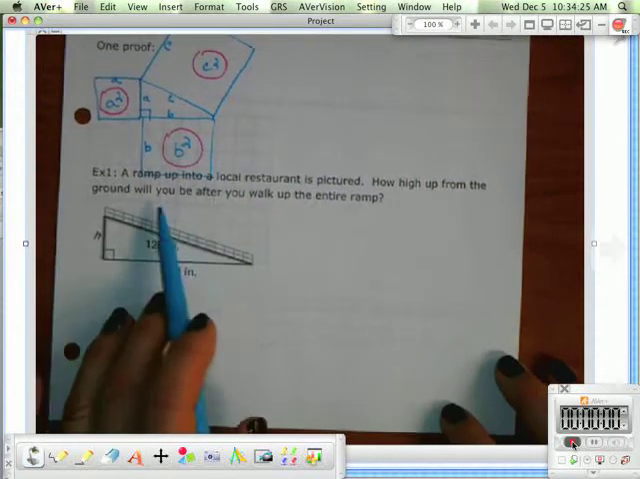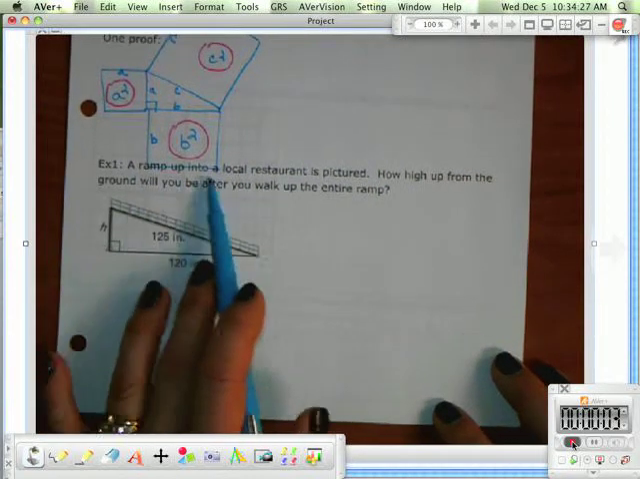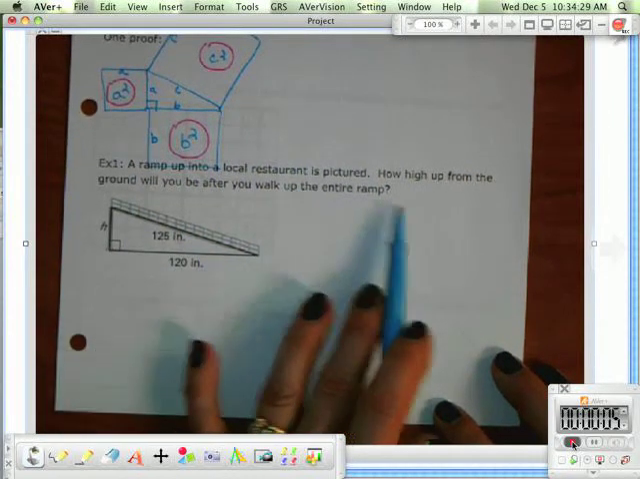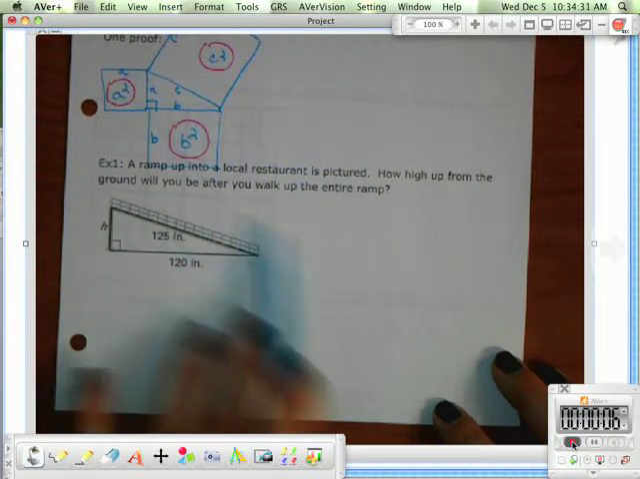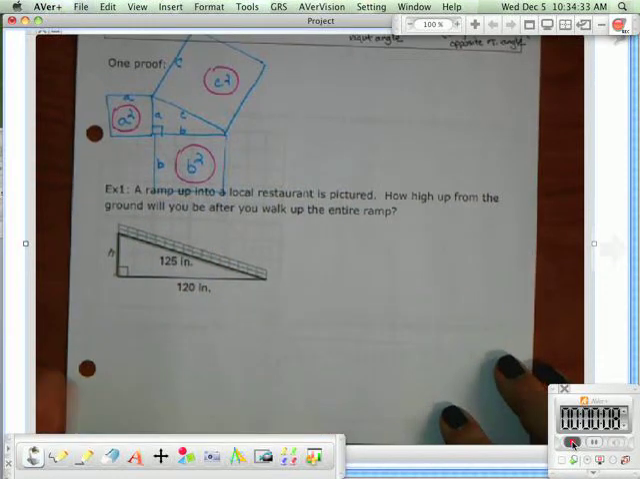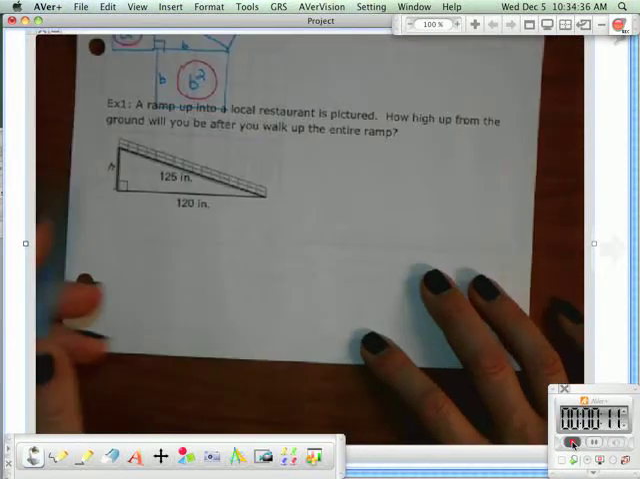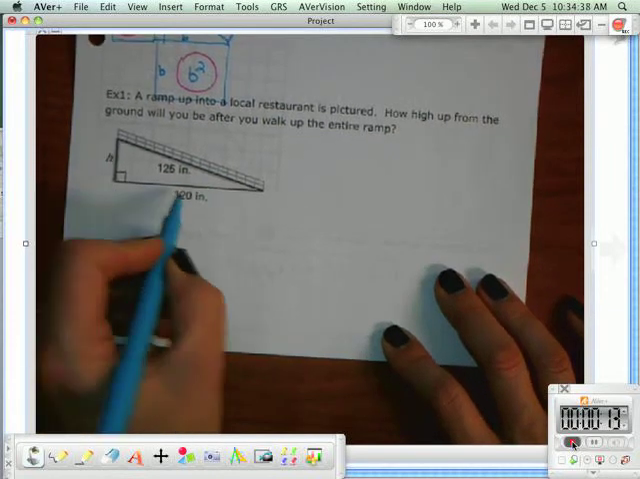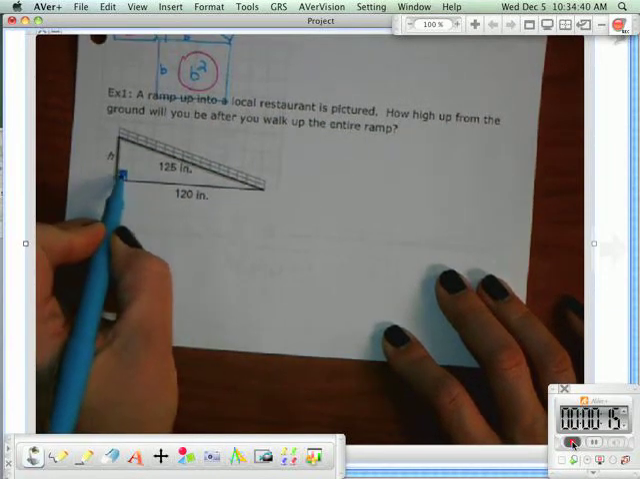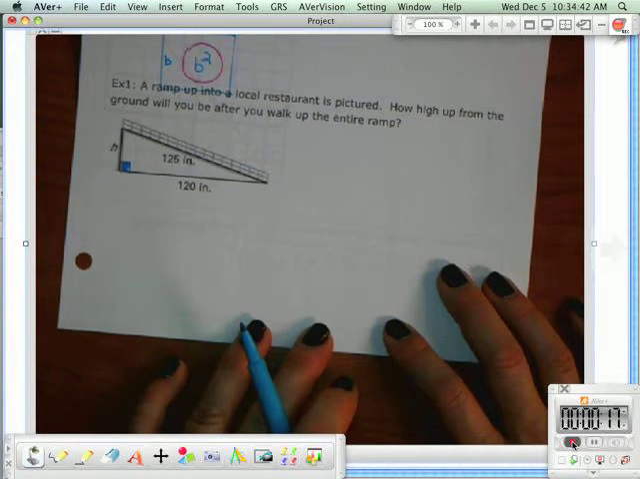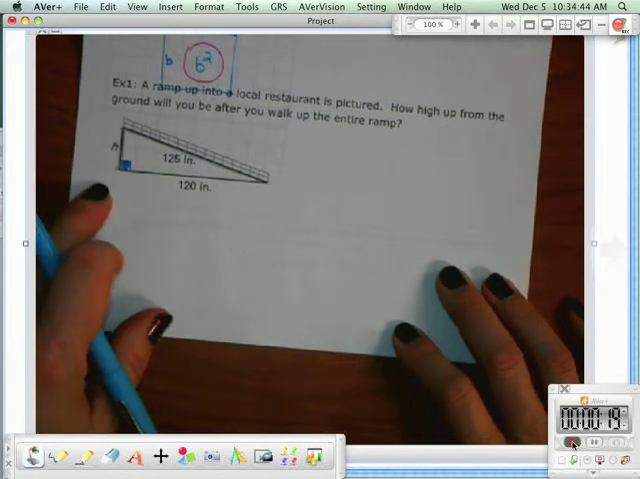Let's use the Pythagorean theorem for this. A ramp up into a local restaurant is pictured. How high from the ground will you be after you walk up the entire ramp? If you use the Pythagorean theorem, you have to notice that this is a right triangle. If it's a right triangle, I can use the Pythagorean theorem to find this unknown side.